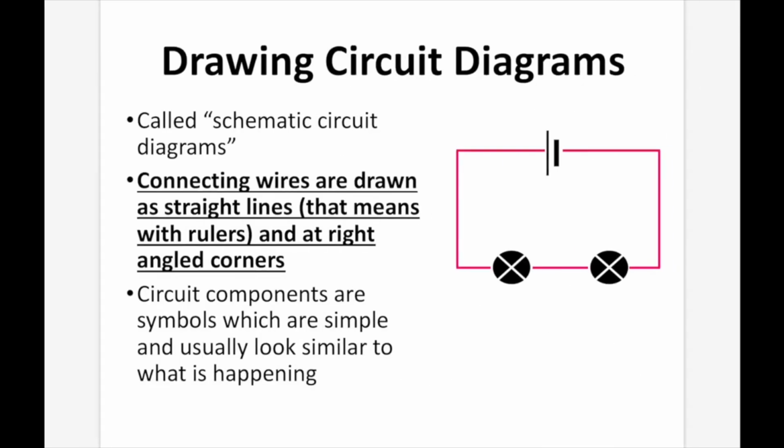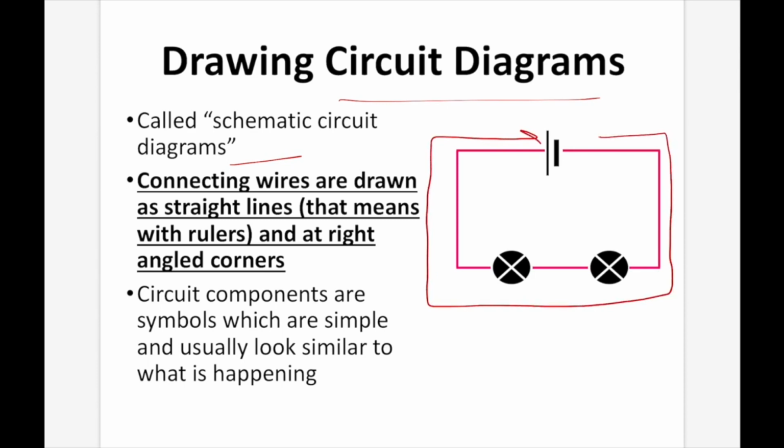When we're talking about circuits and current in general, we need to think about what path those electrons are traveling along, and that's where our circuit diagrams come in. We call them schematic diagrams, and they're connecting wires drawn as straight lines at right angles to each other, which show the path that the electrons take from one point to the other. They start at a power source like a battery or a wall plug and end back at that same wall plug. Circuit components are symbols, which are simple and usually look similar to what's happening.